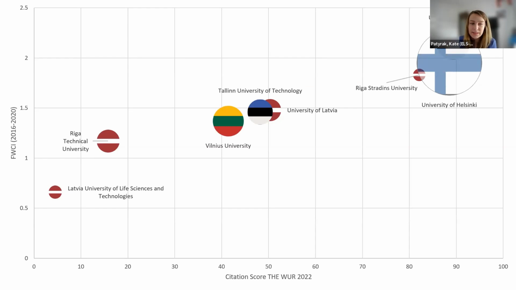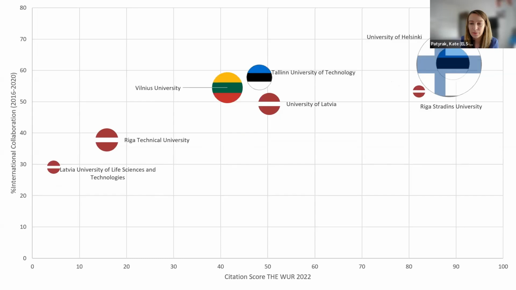And that's one of the examples of how you can try to figure out where the quality is and how it's correlated with citation score. So we have here on the X axis the citation score for THE World University Ranking in 2022. And here we have field-weighted citation impact between 2016 and 2020. And as you can see, the field-weighted citation impact, as I said, is a base for citation score. It is correlating with what we can see under the citation score.